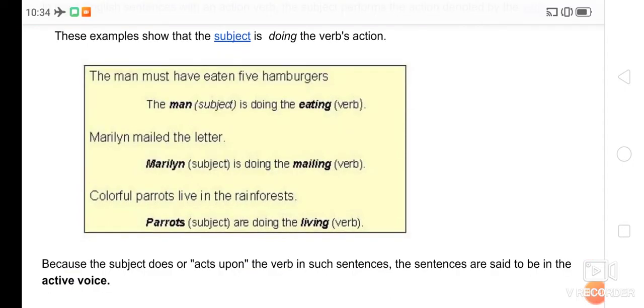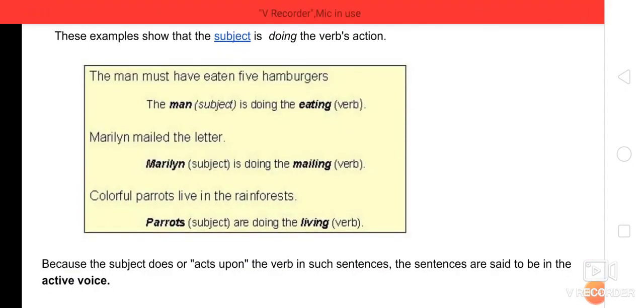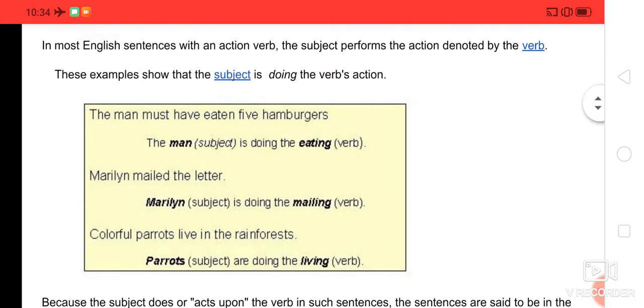All right, let us see the second sentence. Marilyn mailed the letter. What is the subject here? Marilyn is the subject. Mailed is the verb here. Marilyn mailed what? Marilyn mailed the letter. So the letter is the object here. Always in active voice we find that the subject is doing the verb's action. The man is doing the eating, Marilyn is doing the mailing, parrots are doing the living.